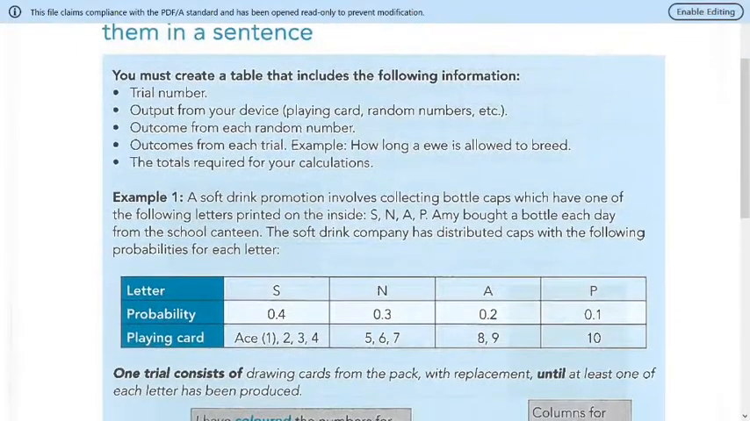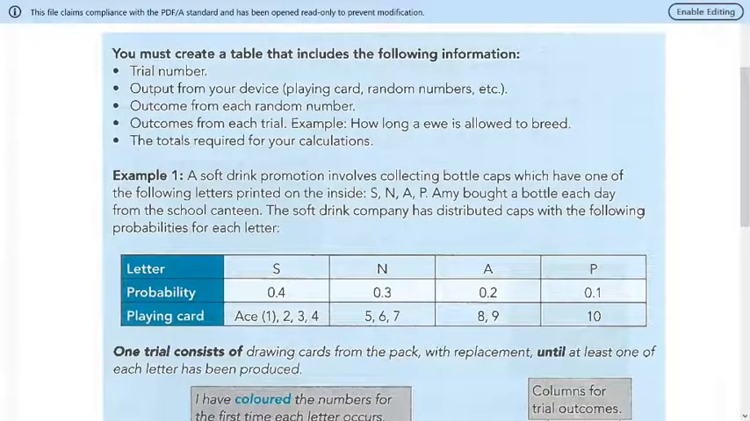So first thing is, look at the information at the top there. You must create a table that includes the following information. The trial number. So the first one is going to be trial number what? 1. And then you're going to continue on until you get to trial number what? 30. Okay? So you'll have the trial number. The output from your device. In other words, what numbers did you get from your device? This is not describe the device stuff again. This is just make a list of the numbers that you got.